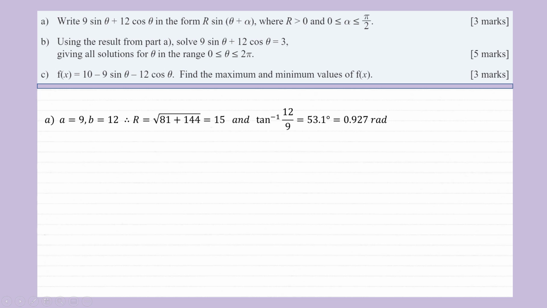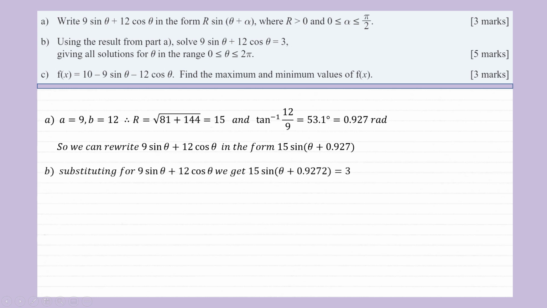What about the second part, part B? Using the results from part A, solve the equation 9 sine theta plus 12 cos theta equals 3. Right, so this is where we can rewrite 9 sine theta plus 12 cos theta in the form 15 sine (theta plus 0.927). I should have mentioned that at the end of part A. Right, so we know that that's what R sine (theta plus alpha) is. It's the sum of these two terms.